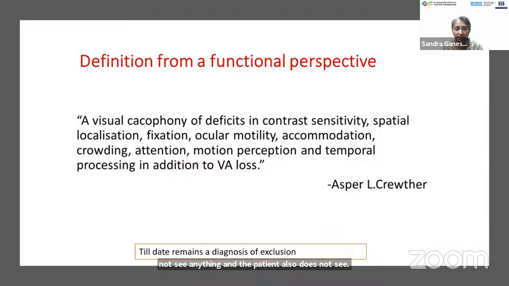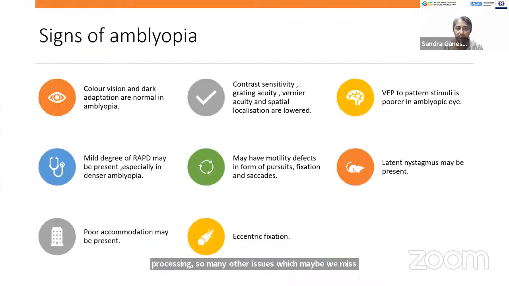It can also be defined from a functional perspective as a visual cacophony of deficits. It involves not only defects in visual acuity, but multiple deficits including contrast, spatial localization, fixation, motility, accommodation, crowding, attention, motion perception, temporal processing, so many other issues which maybe we miss out on while just focusing on the visual acuity loss. But to date, it remains a diagnosis of exclusion.